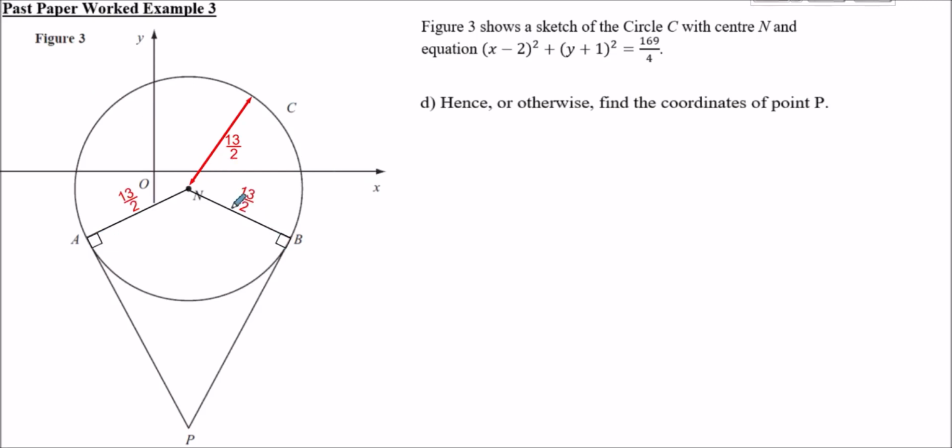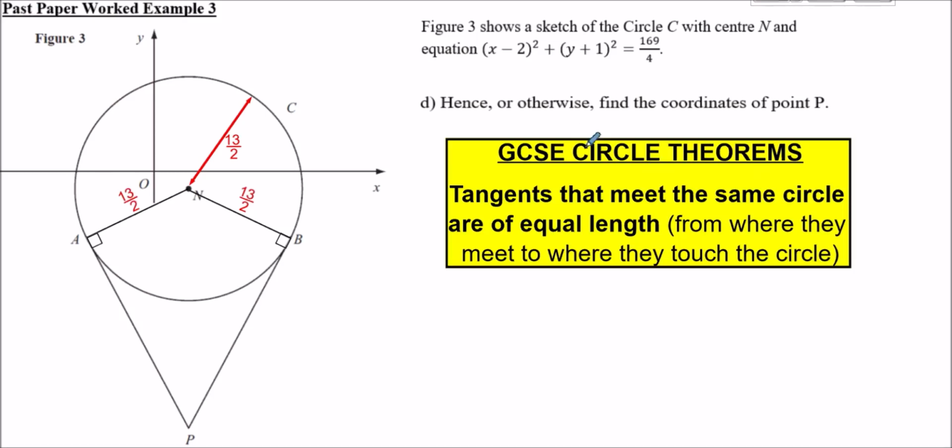Now we need to remember a circle theorem from the long distant past. Going back to GCSE circle theorems, one of those is that tangents that meet at the same point outside the circle are of equal length, in other words, equal length from where they meet to where they touch the circle. So AP, from here to here, must be the same length as BP, which is from here to here. And of course AN is the same as BN because AN and BN are both radii.